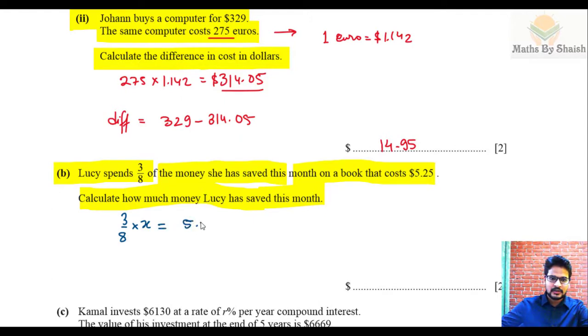5.25. So 3/8 of X is going to be 5.25, and hence we can calculate X as cross multiply, 8 into 5.25 over 3, and then we will calculate this. 5.25 into 8 divided by 3, and this is 14. So she has saved $14 this month.